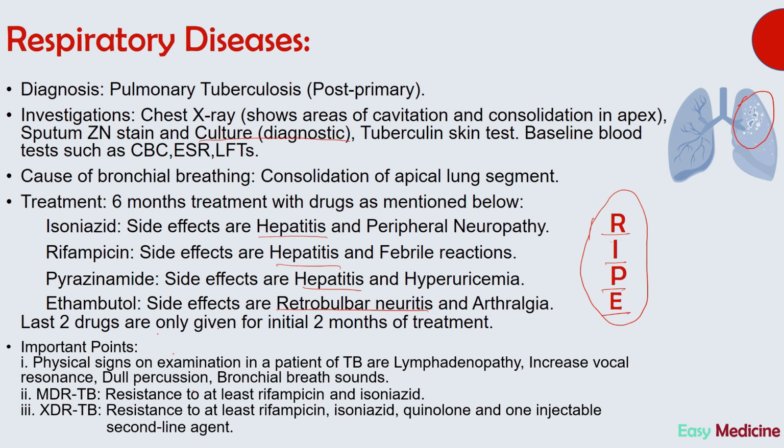Another important point to remember about TB is MDR-TB and XDR-TB. Both of these are becoming quite common in Asia, so it is important to remember them. MDR-TB stands for multi-drug resistant TB, and it is a strain of TB that is at least resistant to rifampicin and isoniazid. XDR-TB stands for extensively drug resistant TB, and it is a strain of TB that is at least resistant to rifampicin, isoniazid, quinolone, and one injectable second-line drug.